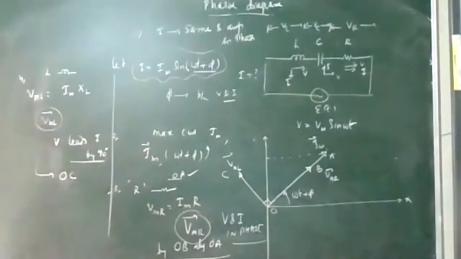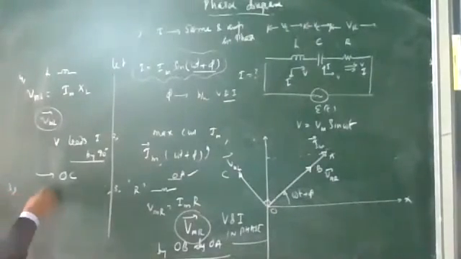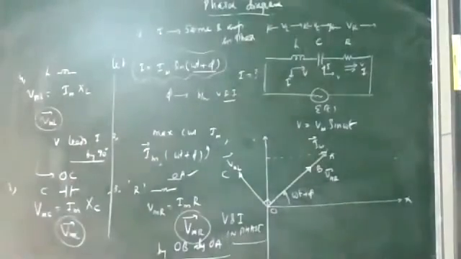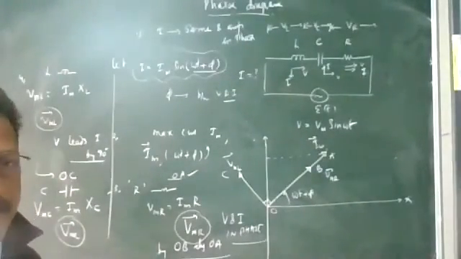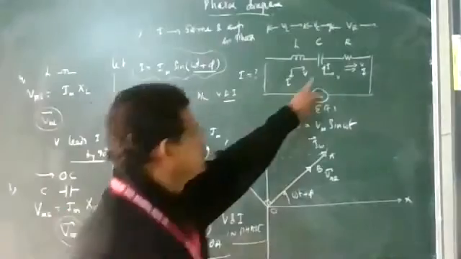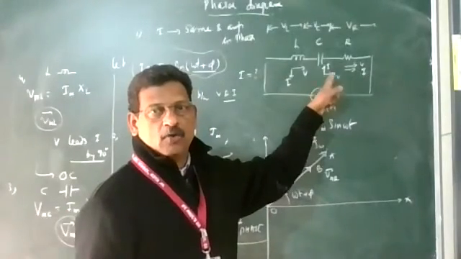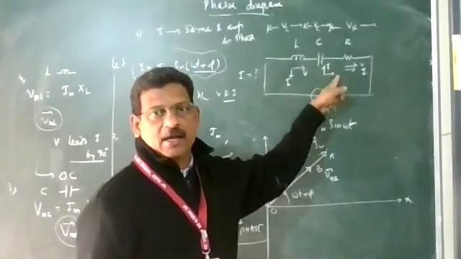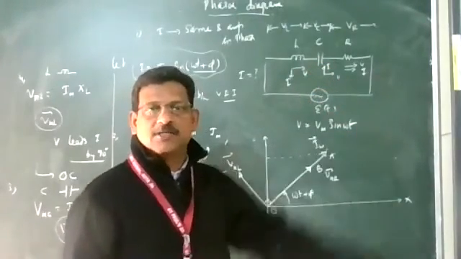Next, point number 5, the capacitor. The maximum value of the voltage across the capacitor is VMC, which is equal to the maximum current into its reactance. And what is the voltage phasor? The maximum value of the voltage across the capacitor, VMC vector. You know, in the case of a capacitor, current is leading, or voltage is lagging by an angle of 90 degrees. Current leads by 90 degrees, or you can say that voltage lags by 90 degrees.